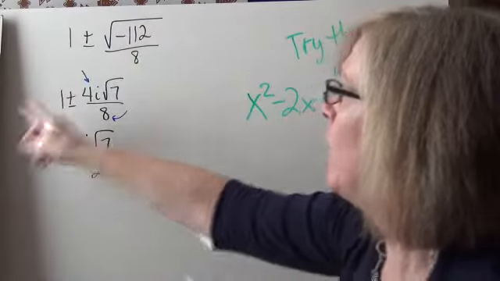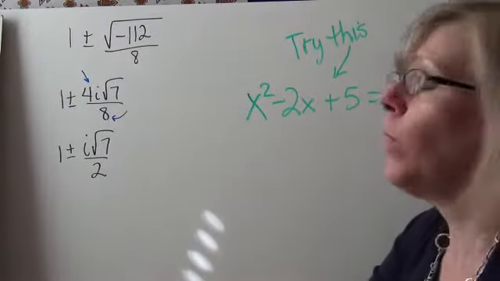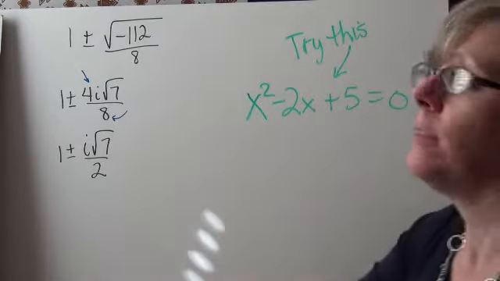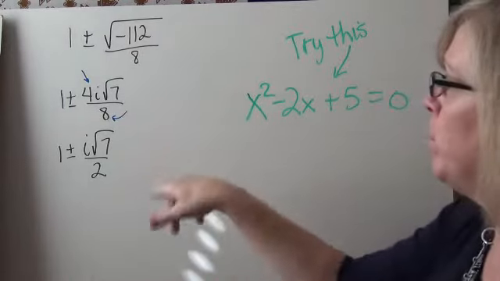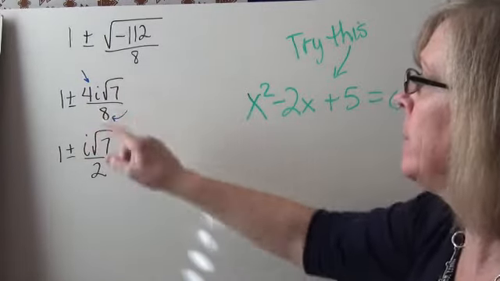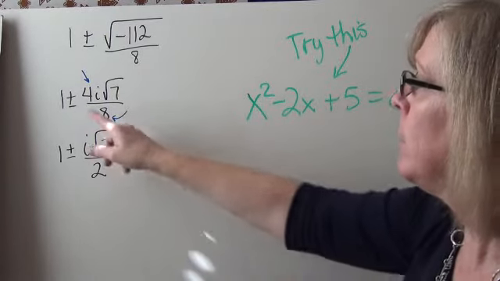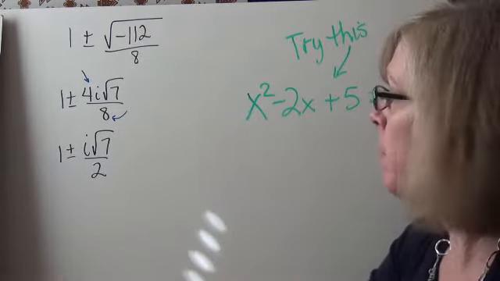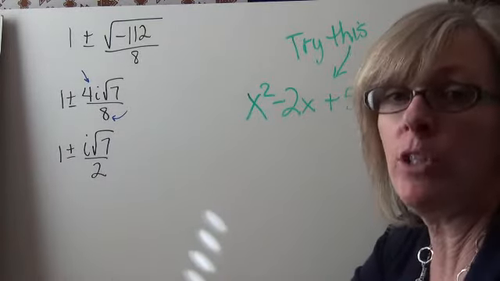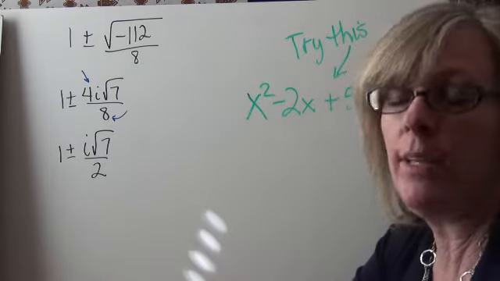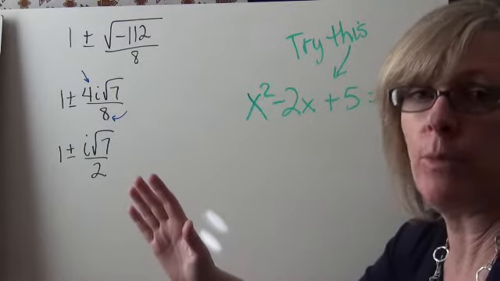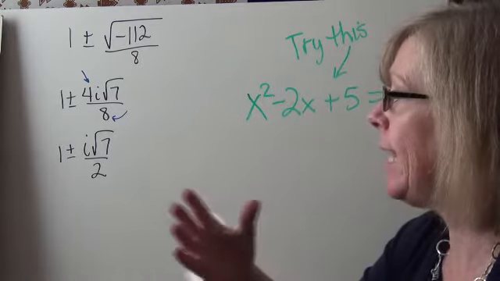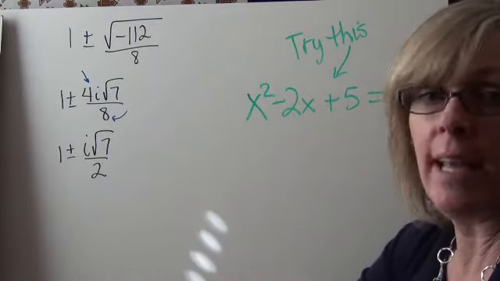Let's go back and look now at 1 plus or minus the square root of negative 112 over 8. Well, I factored 112, right? And I got 4i times the square root of 7. So I have 1 plus or minus 4i square root of 7 over 8. Since I can't simplify this one into real normal numbers on the calculator, there's no reason for me to separate my answers. I'm going to keep my answers as plus or minus because I can't combine 1 and 4i.